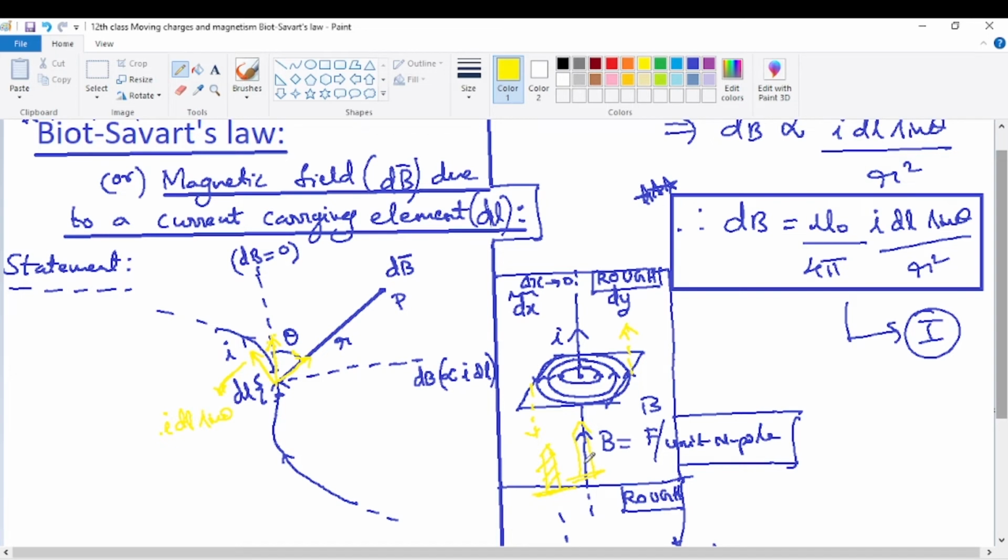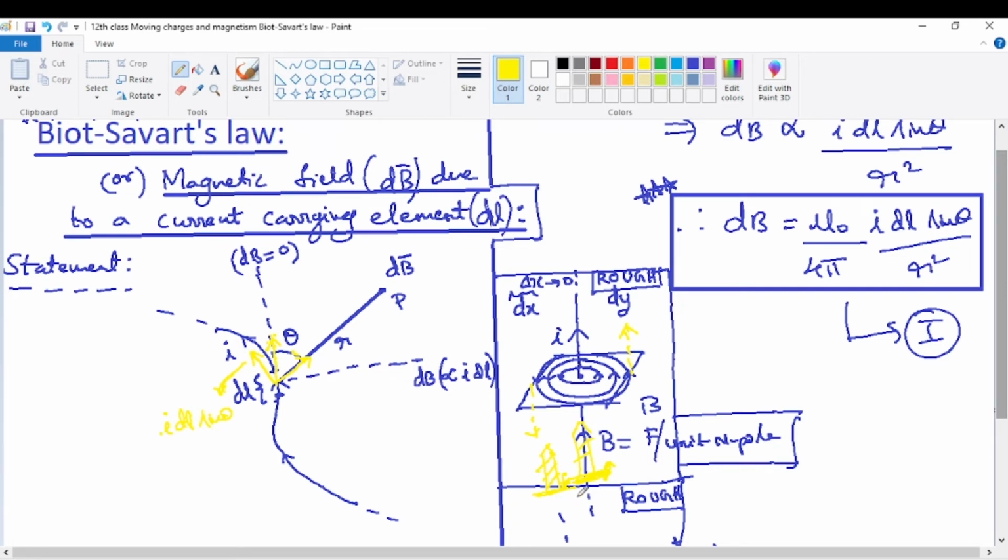Right hand corkscrew rule: you turn the corkscrew in such a way that, this way. So the right side of the head of the screw should be going into the plane of the paper, and this side should be coming out of the plane of the paper. That way it should be turned for it to advance in the direction of the current.